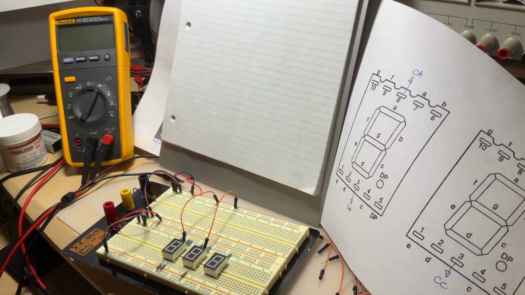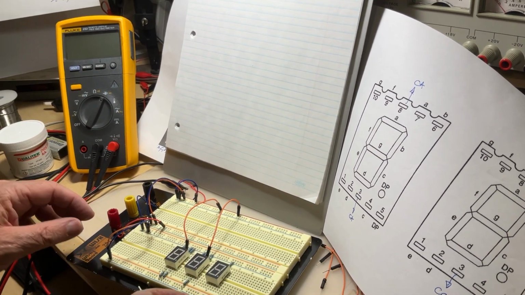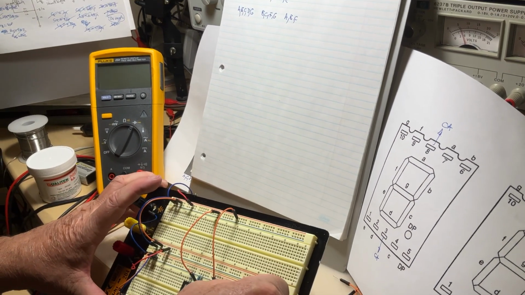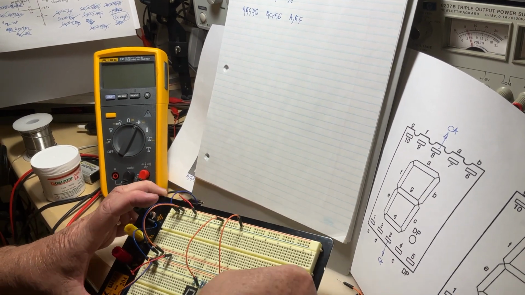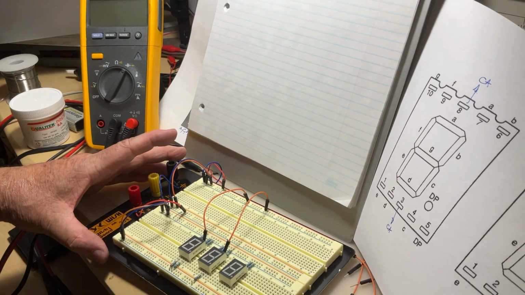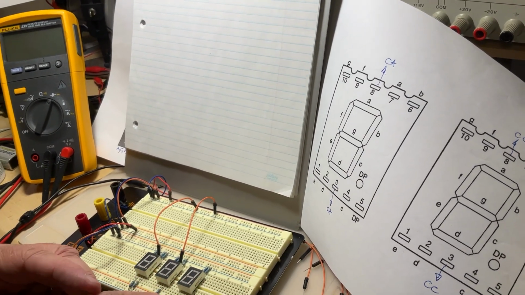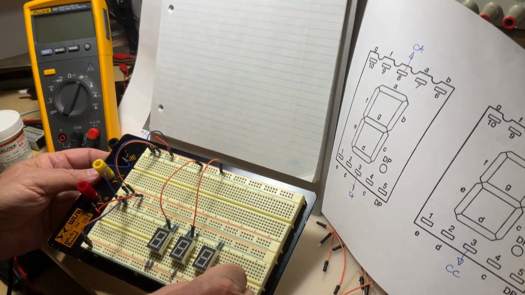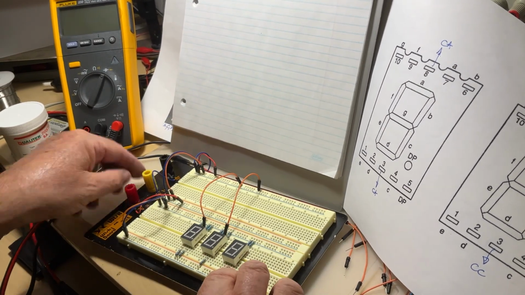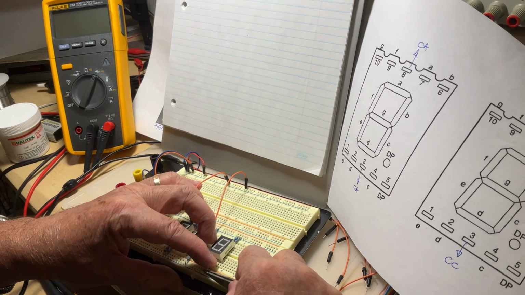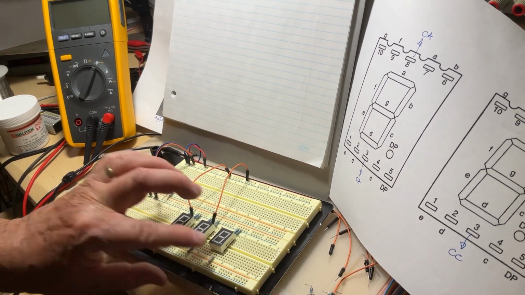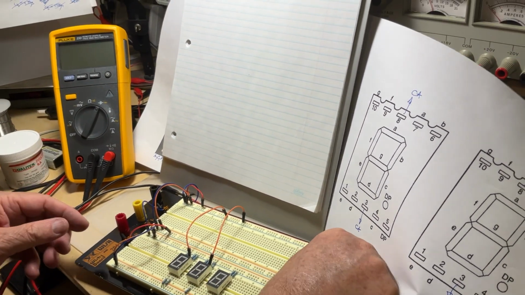So 7 and 6, they go adjacent to one another. Very good. And the C is the pin number 4, close to the decimal point. Very good. Only 3 of them.